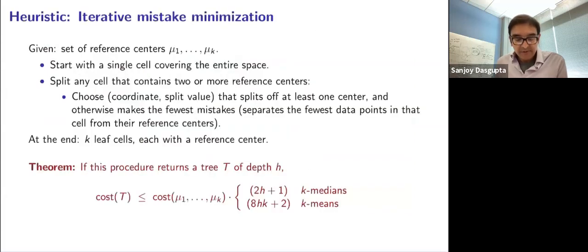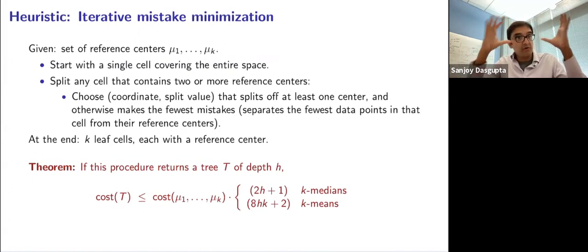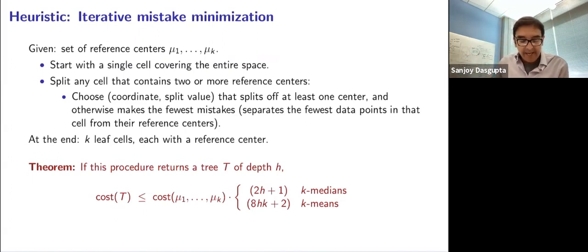So here is the algorithm again. You start with a set of reference centers, and you build a tree in a greedy, top-down manner. You have a single cell containing all the points. Then anytime there's a cell that contains 2 or more of the reference centers, you split it. You try all possible splits and choose the one that splits up at least one center and makes the fewest mistakes possible. At the end, you get k leaf cells, each containing one of the reference centers.